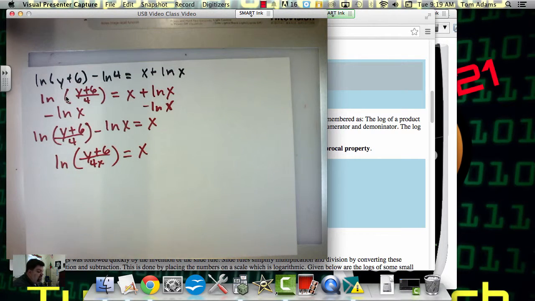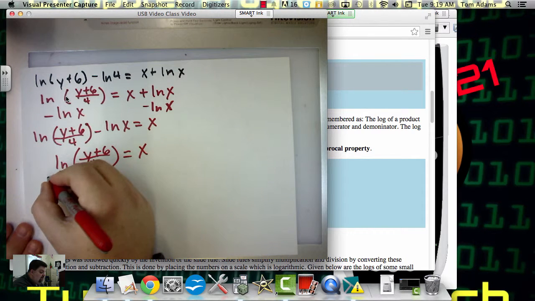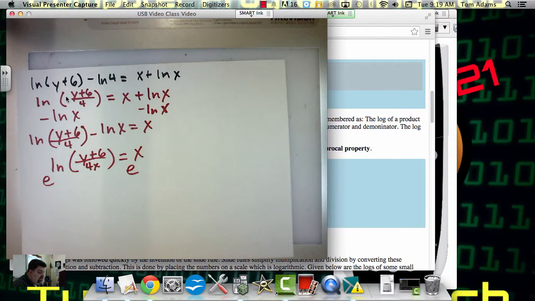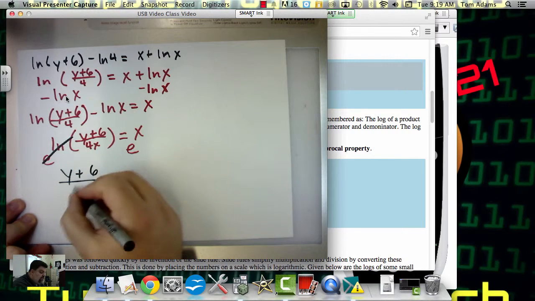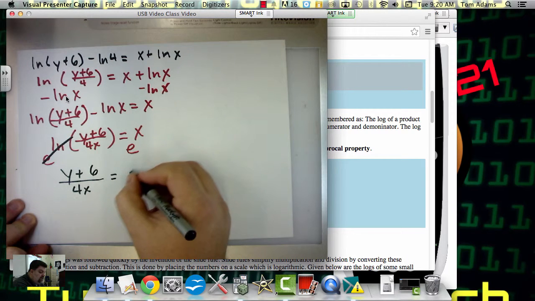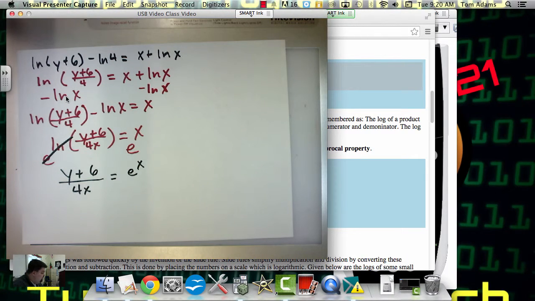Now what's really nice is if I raise both of these to the e, in other words if I raise this to the e and raise that to the e, the e is the inverse of the natural log, so it kind of undoes this and I'm left with y plus 6 all over 4x is equal to e to the x. Wait, I have a question. Are you raising it to the e or are you raising e to that stuff? I'm raising e to that stuff. Yep. I'm glad that you asked because we do need to clarify that.